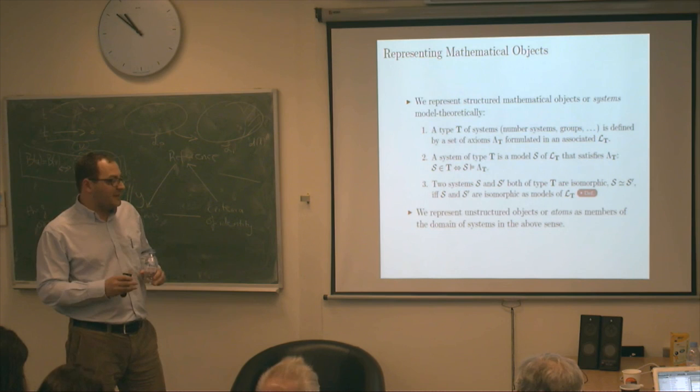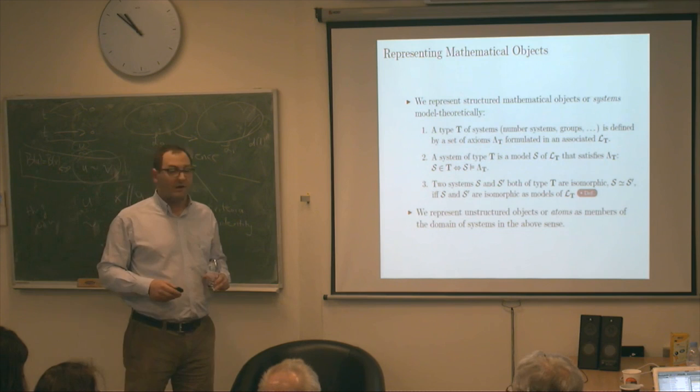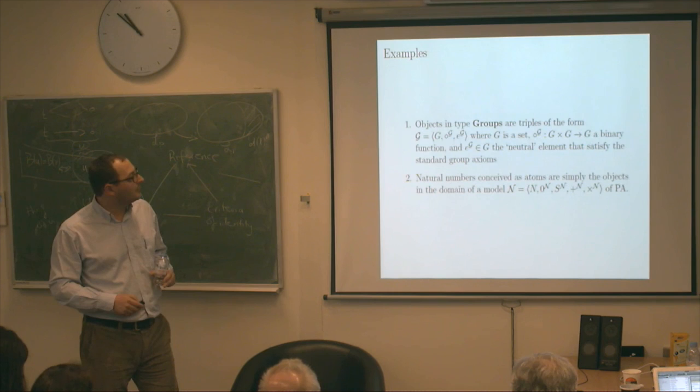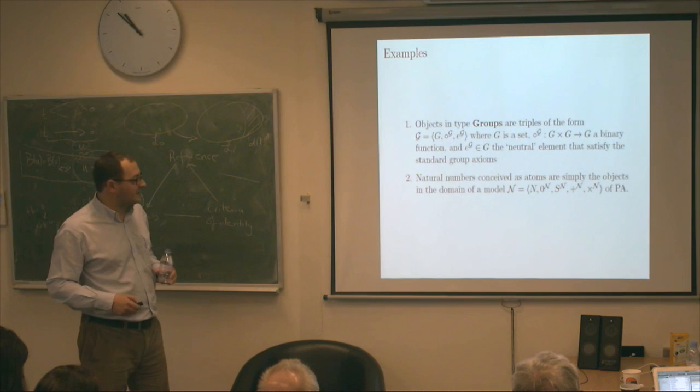On the side of atoms, we will present unstructured objects simply as members in the domain of such a given model. So systems are models of a given theory, and atoms are objects in the domain of such a system. This is easy enough, I guess. Take the example of groups, that's clearly a structured thing: a triple consisting of a set, a group operation, and a neutral element in that set. And the natural numbers in a natural number structure are atoms.